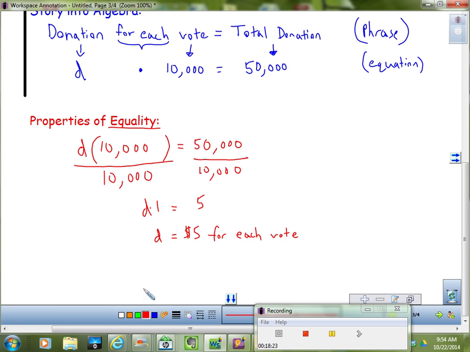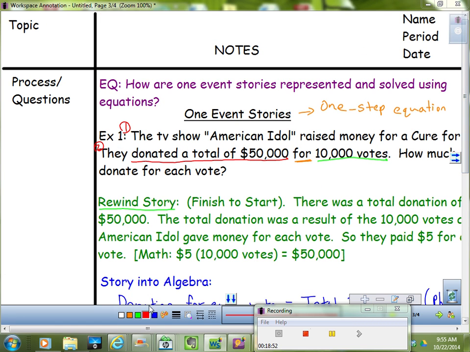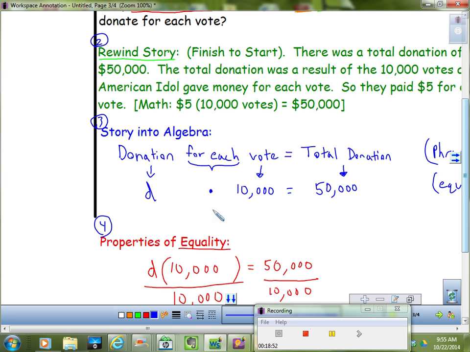So let me explain to you what your homework is, and then what you'll be doing Thursday and Friday. So your homework, first of all, you're supposed to chunk your notes. So this is the first chunk. So go ahead and chunk your notes. The second chunk will start with what word? Rewind. Third chunk, story into algebra. Fourth, properties of equality.